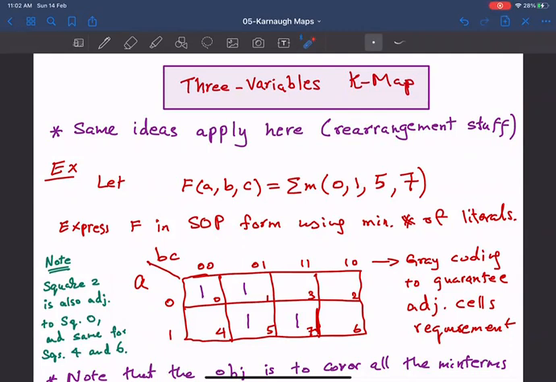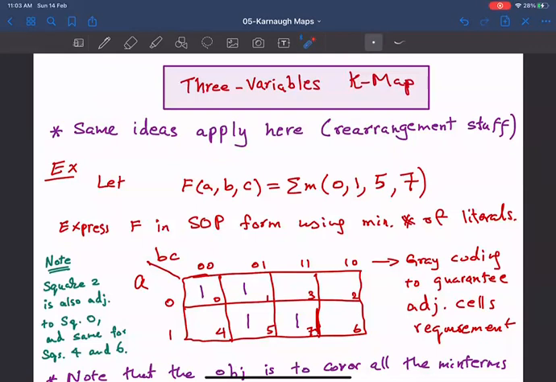In this lecture, we are going to continue our discussion of K-maps. Today we are going to discuss the three variables K-map. Believe it or not, the same ideas apply in the three variables as well as the four, 5 and 6 variables K-maps. All of them basically rearrange the cells in the truth table such that adjacent cells differ by only one literal. Here we are showing the K-map of a three variables function.